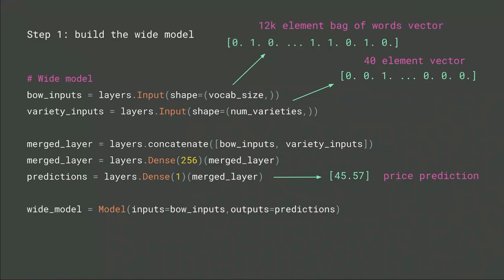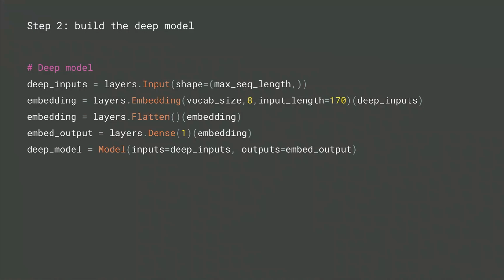And the output to my model is just a float, indicating what the price of that wine is. So if I just wanted to use the wide model, I could take the wide model that I have here, run training and evaluation on it using Keras. But I found that I had better accuracy when I combined wide and deep. So the next step is to build my deep model.